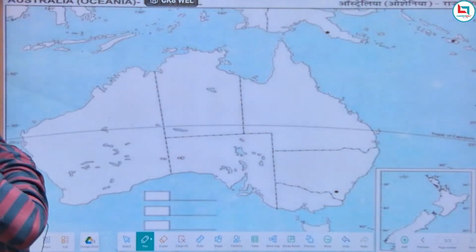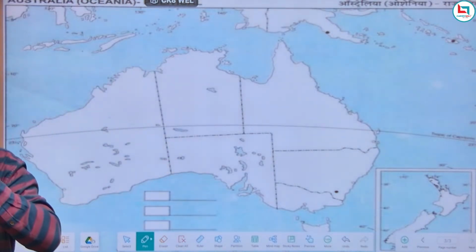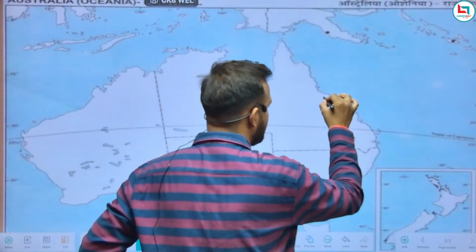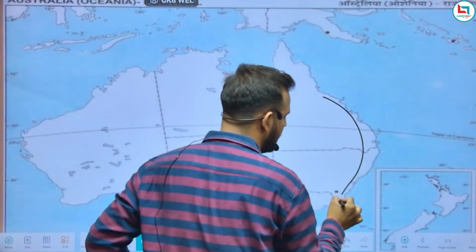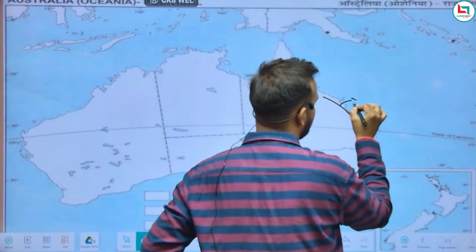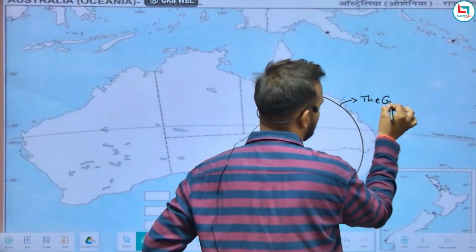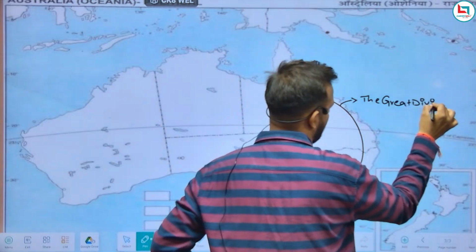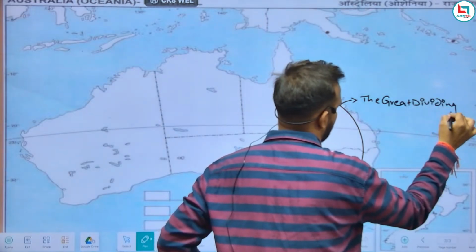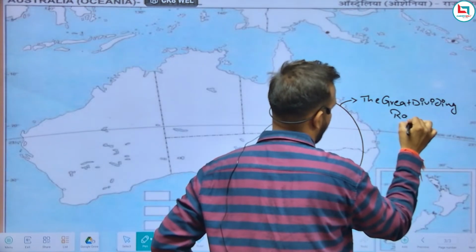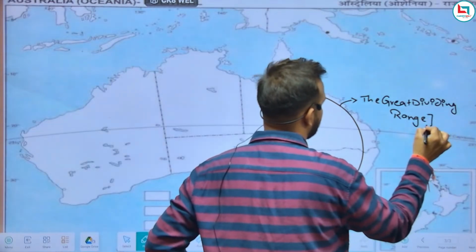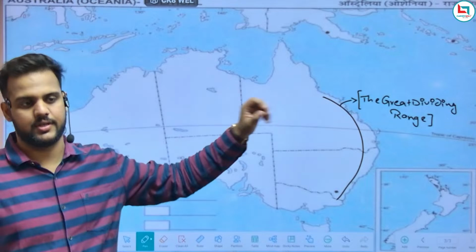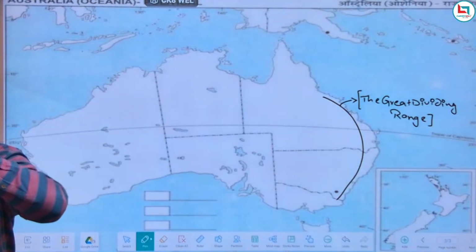Now, guys, when we talk about Australia, in Australia we have the Great Dividing Range. Here we have the Great Dividing Range, which is present here.